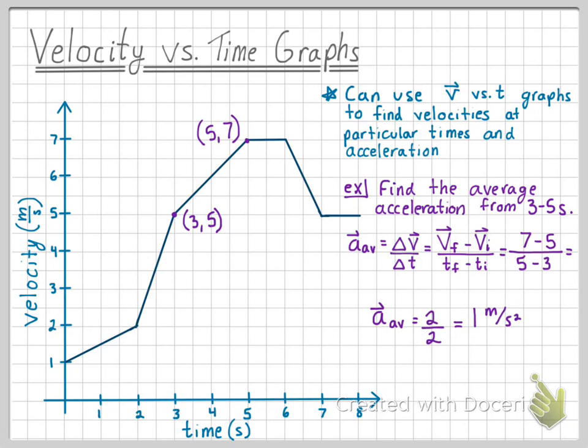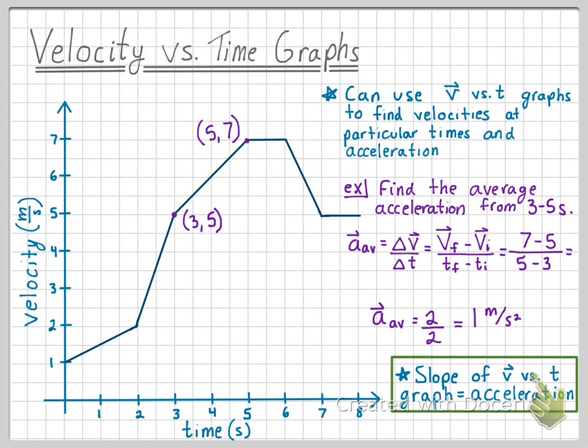If we look at the graph a little bit more, we find that the slope of the line connecting these 2 points is also 1. Just like the position versus time graphs, we know that there is a connection between the slope of the graphs and the quantity that we have recently covered. So in this case, we know that the slope of a velocity versus time graph is equal to the acceleration of the object.